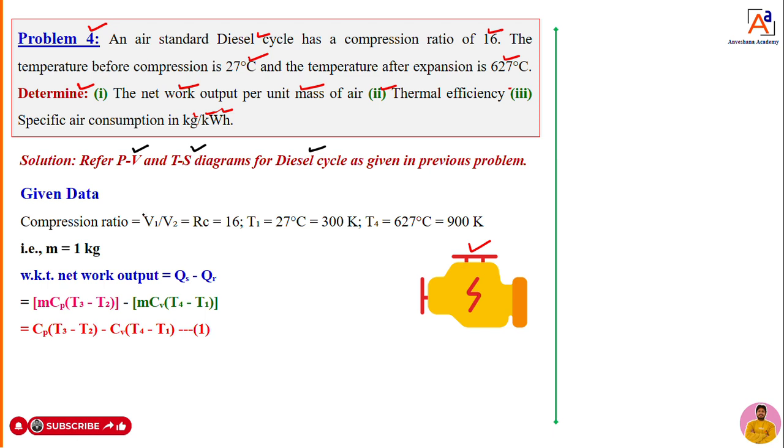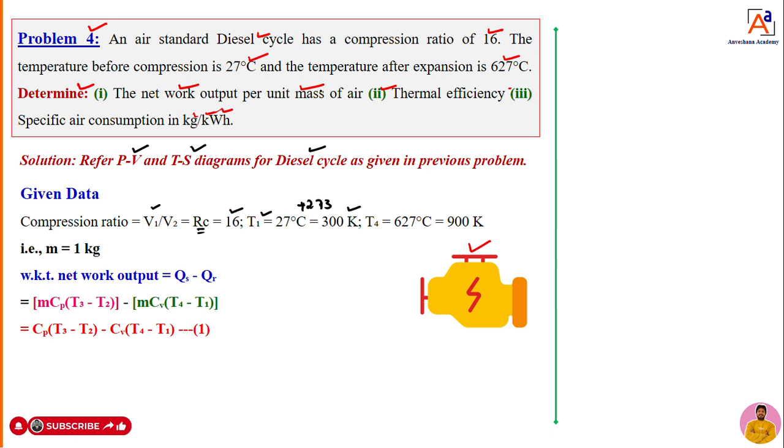So what all he has given, I will list out here. He has given the compression ratio, that is 16. We already know the definition of compression ratio: V1 by V2 is equal to 16. You can take capital RC as the notation. Then before compression, the temperature of air is 27 degrees Celsius, that is T1 equal to 27 degrees Celsius. You can convert it into Kelvin by adding 273, and you get 300 Kelvin.